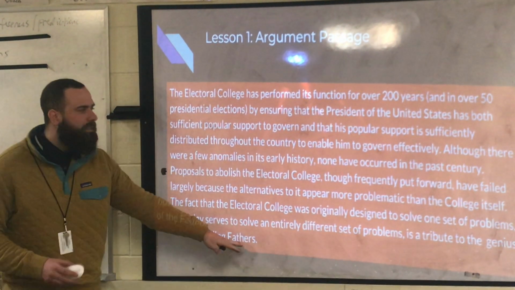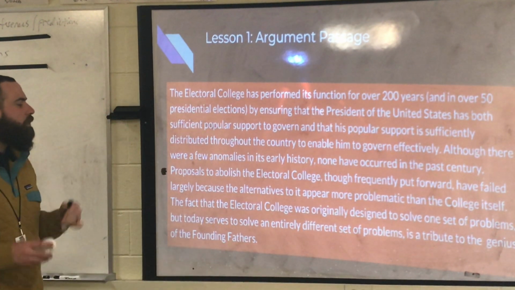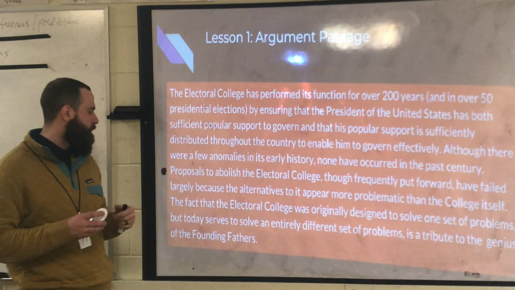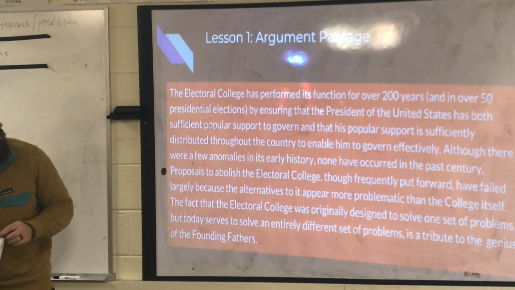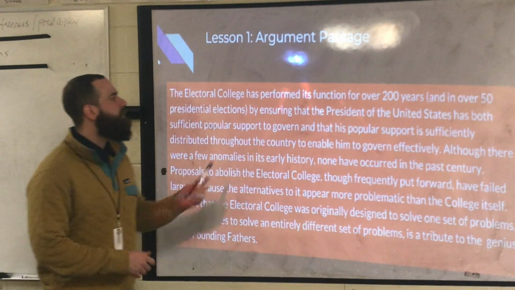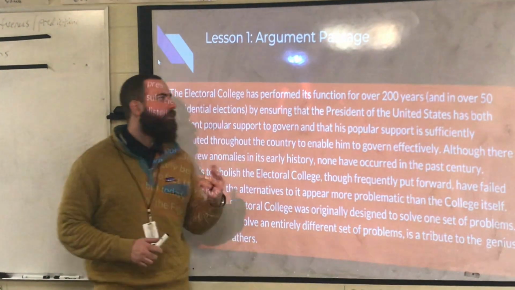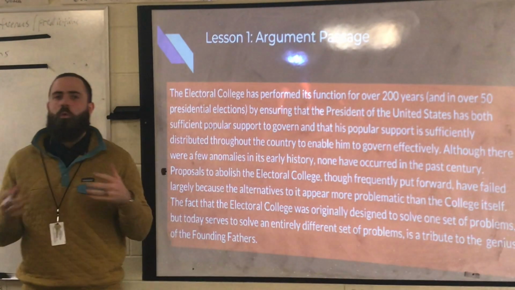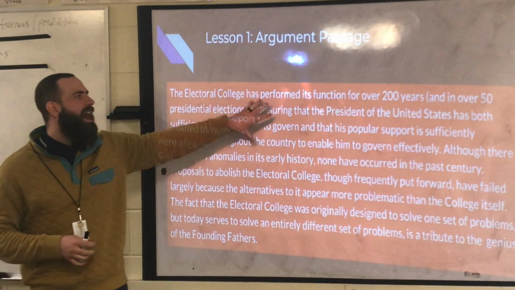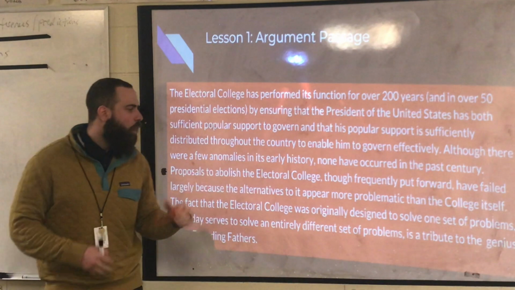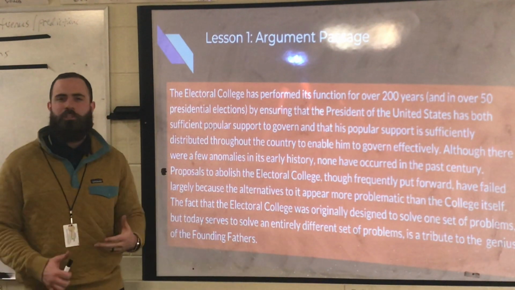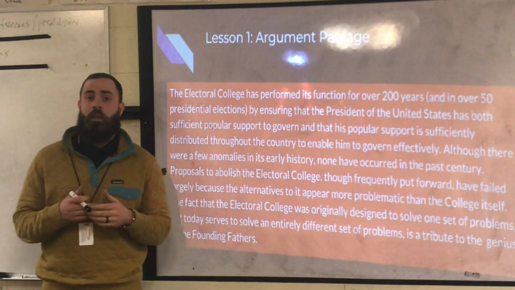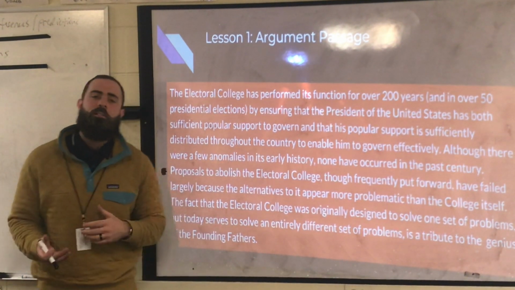If we jump to that last sentence, it's asserting that the Electoral College is solving problems and it truly speaks to the genius of the Founding Fathers. Now as I read that, the fact that it says has performed its function for over 200 years, making sure support is equal throughout the whole country, that the Founding Fathers were geniuses, that's an argument. That's something that could be argued. You could agree with, you could disagree with.